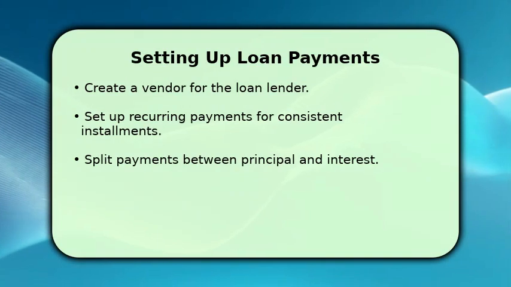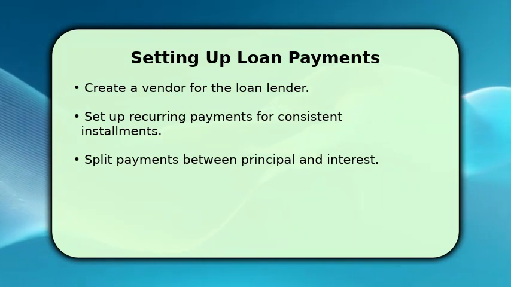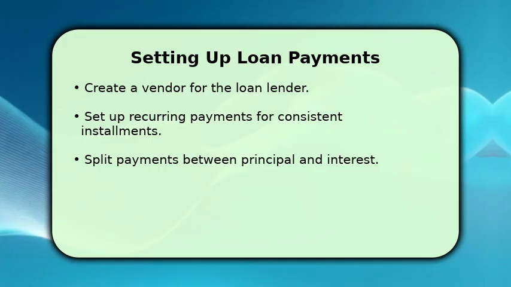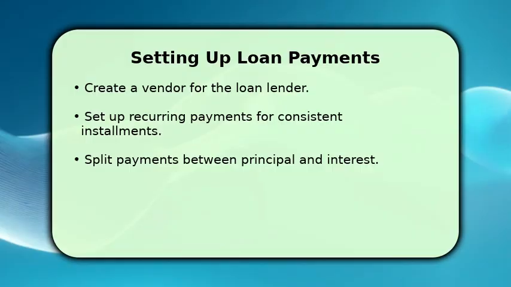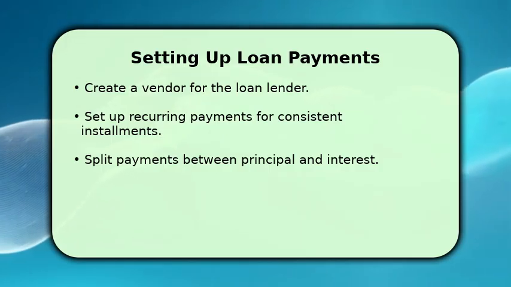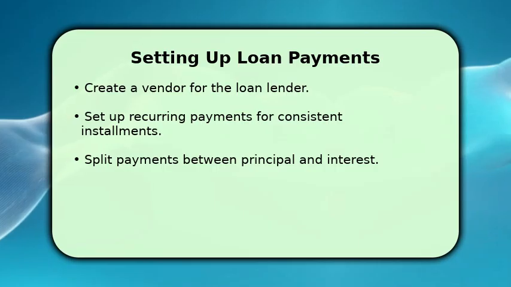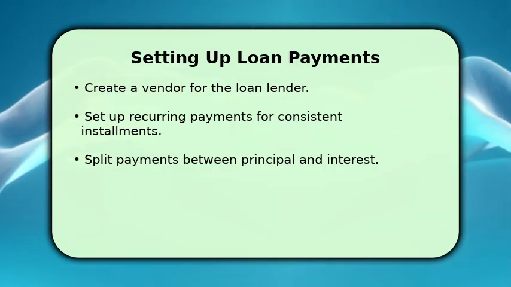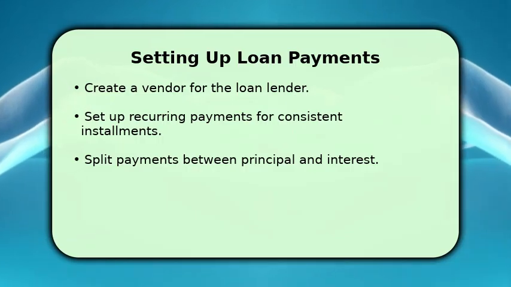To manage your loan payments effectively, first create the lender as a vendor in QuickBooks. This allows you to easily track payments. When making payments, you'll need to split each transaction into two parts, the principal reduction and the interest expense. Ensure you have a dedicated expense account for interest to accurately categorize these costs. Setting up recurring transactions can save you significant time each month.